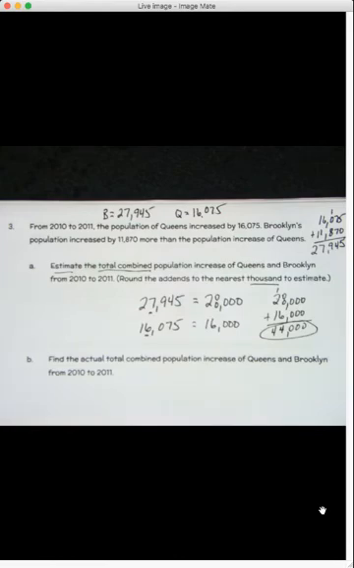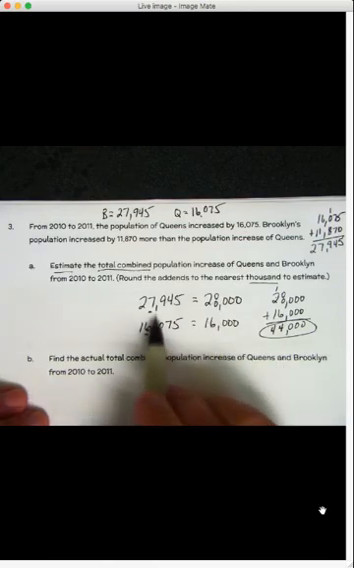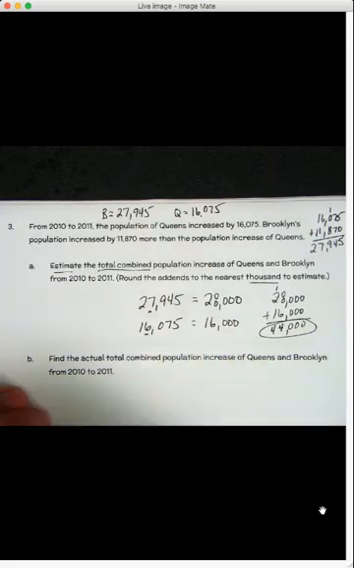So 44,000 more people moved into those two cities during that year. Part B says, find the actual total combined population increase. So now, just like we've been doing, we're not going to take these rounded numbers. We have to add the actual numbers.